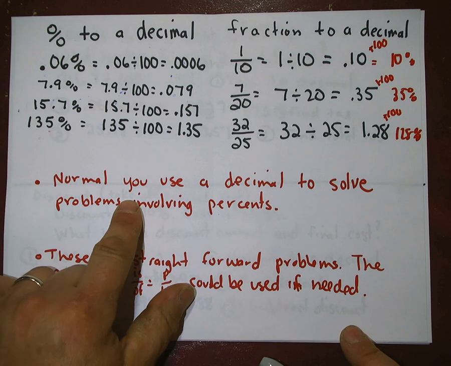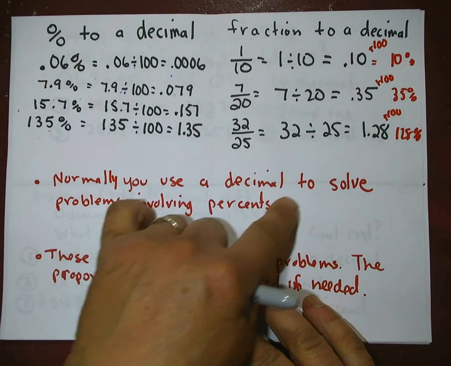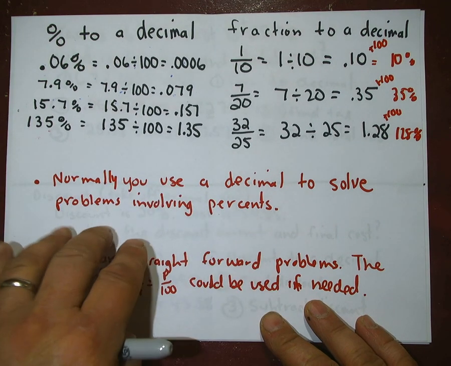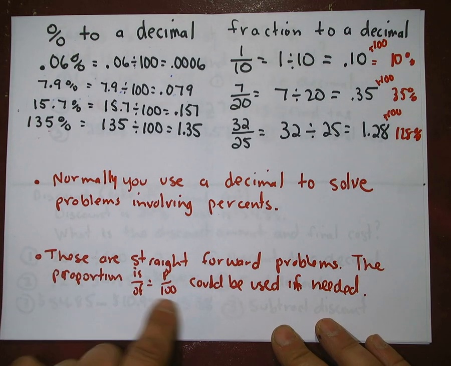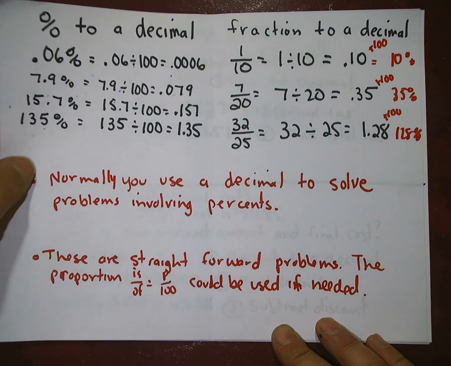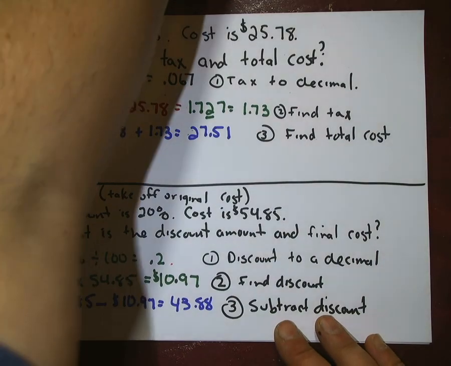Now, normally, you use a decimal to solve problems involving percents. These are straightforward percent problems that we're using, okay? We do know the is over the of equals p over 100, but that's when we're having missing parts, a lot more complicated. Let me show you two problems real quick.